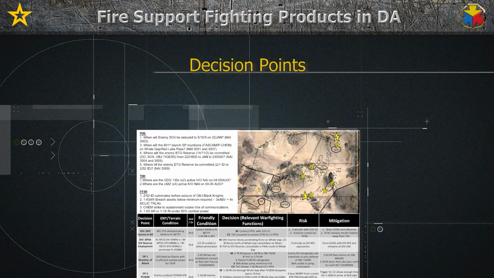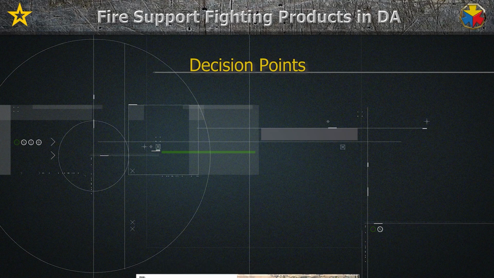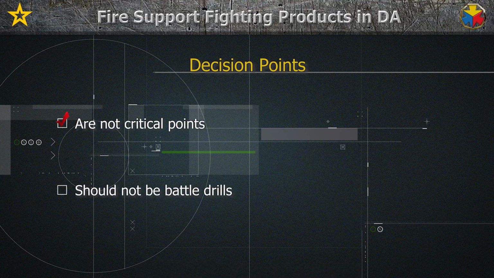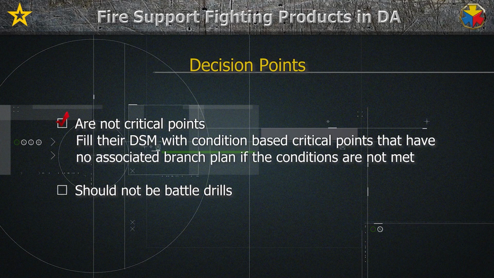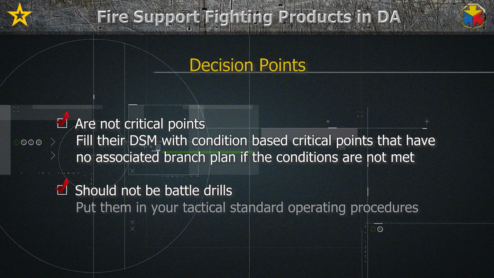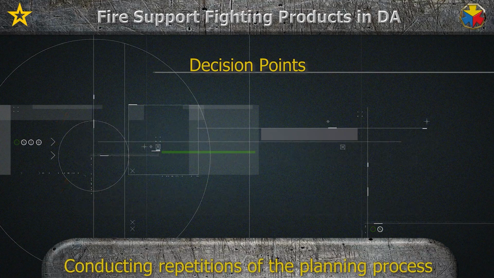As you list decision points, remember that decision points are not critical points. Too often, units fill their DSM with conditions-based critical points that have no associated branch plan if the conditions are not met. They also should not be battle drills. If there are certain actions that your unit will take no matter the context, you should put those in your tactical standard operating procedures.